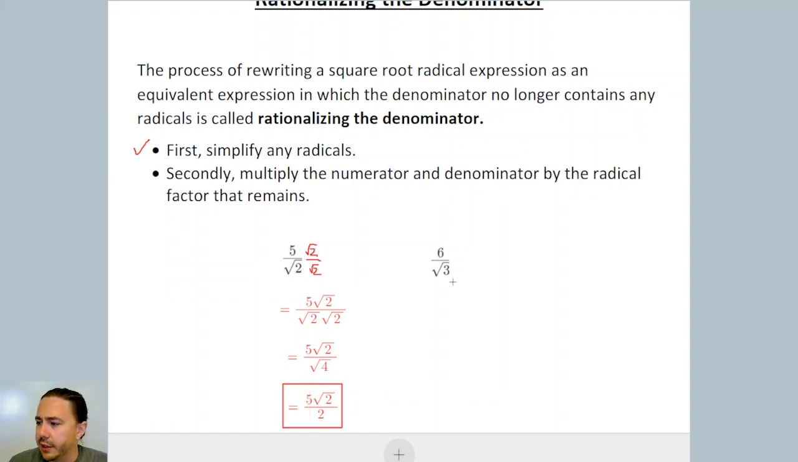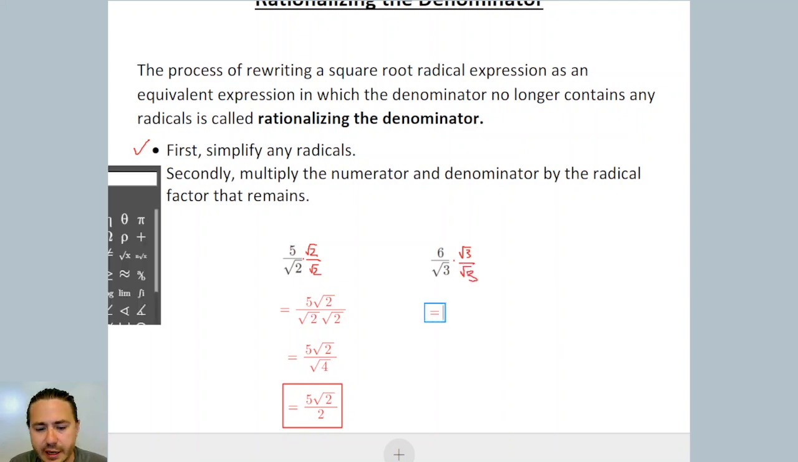For this next one, I'm not going to show these intermediate steps. I'm just going to show that I'm going to multiply, basically this first step, and then go kind of straight to the answer unless there's some simplifying to do after the fact. So I'm going to multiply this by the square root of 3 over the square root of 3. Okay, so that numerator is going to be 6 times the square root of 3. And the denominator is going to be root 3 times root 3, which is just 3.